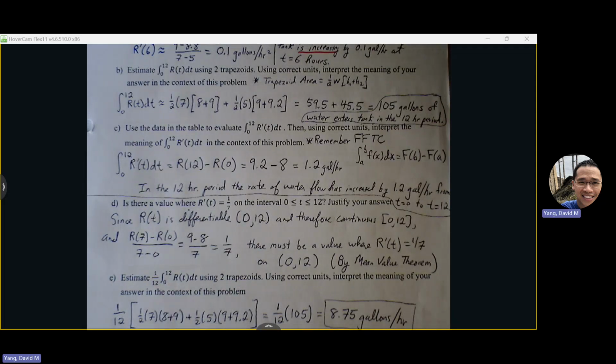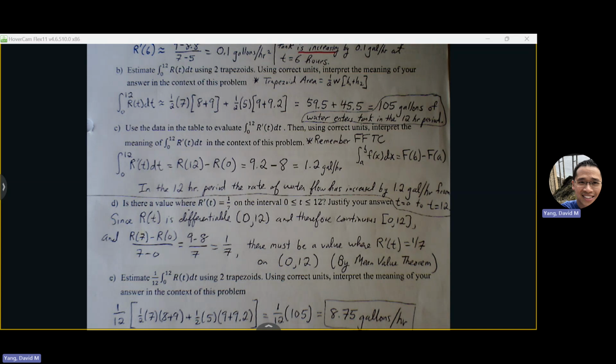Part E, estimate 1/12 times the integral from 0 to 12 of R of t using two trapezoids. Using correct units, interpret the meaning. If you look at part E and part B, they look virtually identical to each other. The only difference is that there's a 1/12 in front. So let's talk about that. The integral from 0 to 12 will give us the amount of water that's entering into the tank. But dividing by 12 is doing something else, right? So basically, we're taking the total amount of water that's entered into the tank, and we're dividing by 12 hours. What that gives us is our average value, our average rate over this 12-hour period.